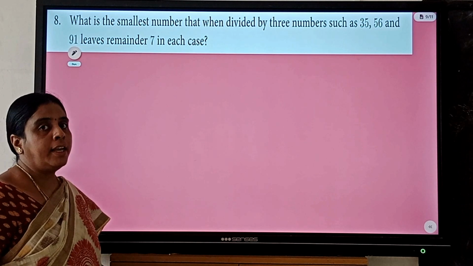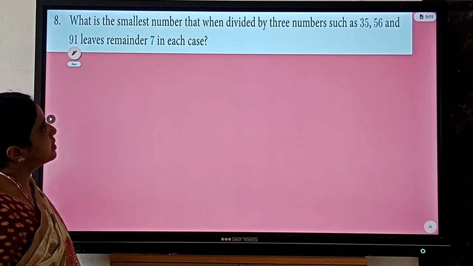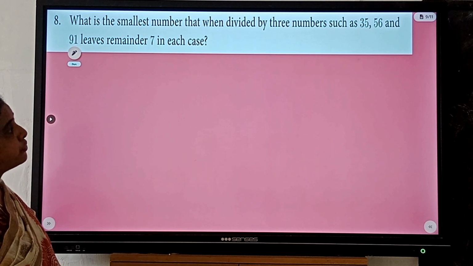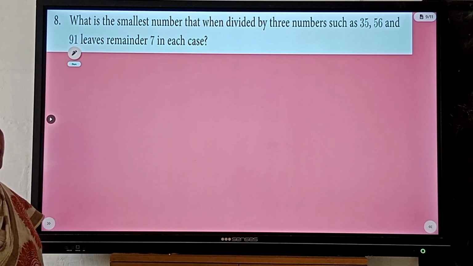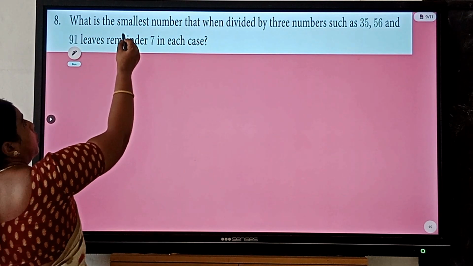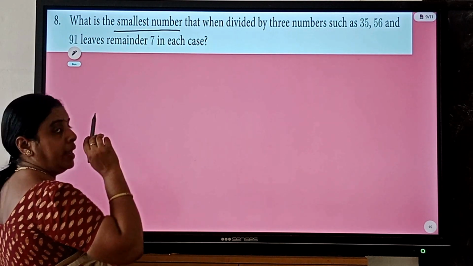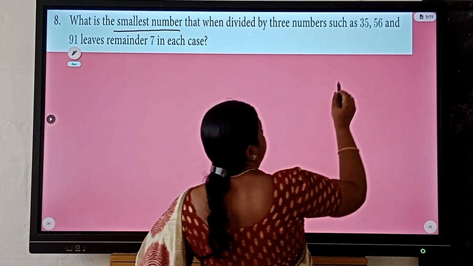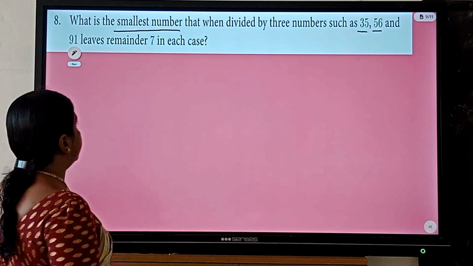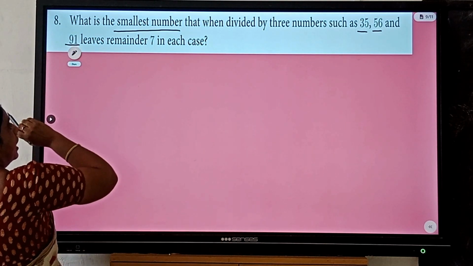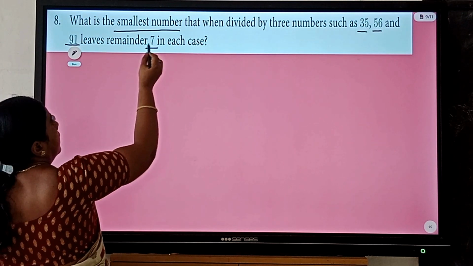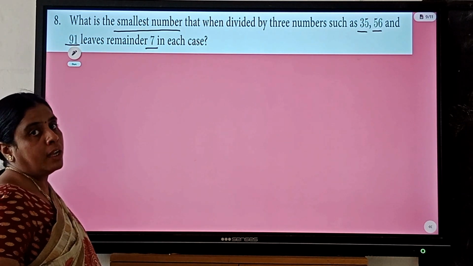Now let's see the eighth sum. What is the smallest number that when divided by three numbers 35, 56 and 91 leaves a remainder 7 in each case. So there is a smallest number and that smallest number we are dividing it by 35. We are also dividing it by 56 and even by 91. When we divide by these numbers, we get the remainder 7. Then what is that number?